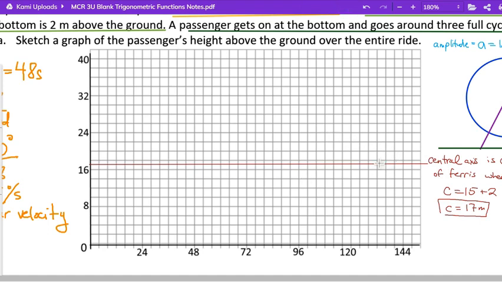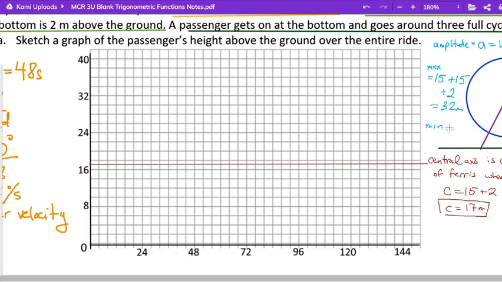Now my max is going to be at what height? That's right. What did you do in your head? 15 plus 15 plus 2. Good. Or 17 plus 2. So the max is going to be 15 plus 15 plus 2. That's 32 meters high.